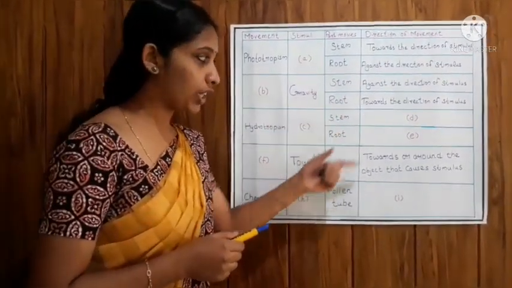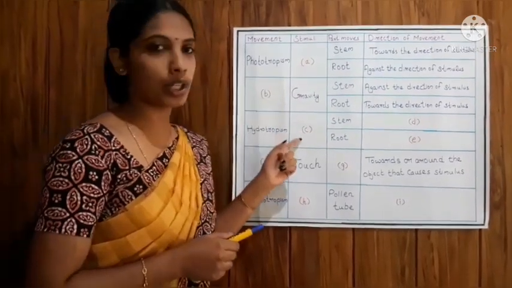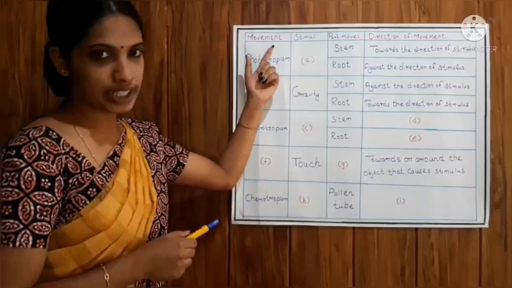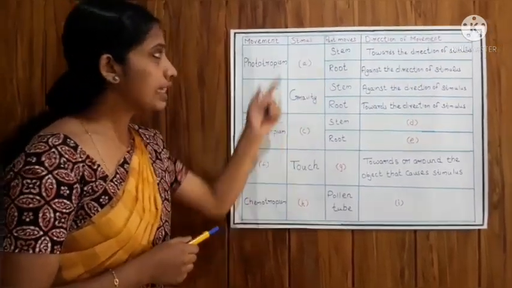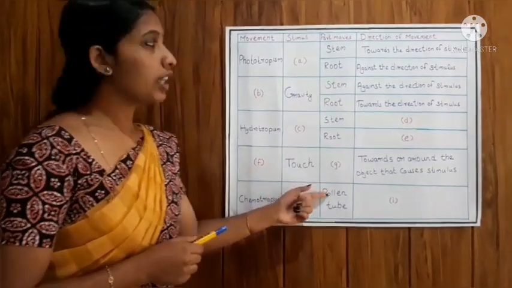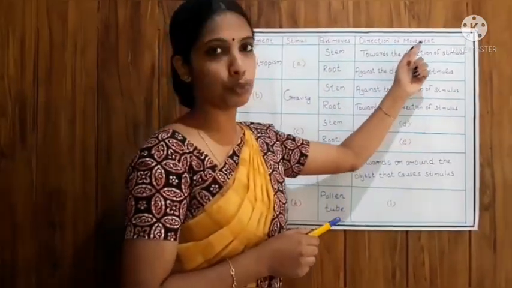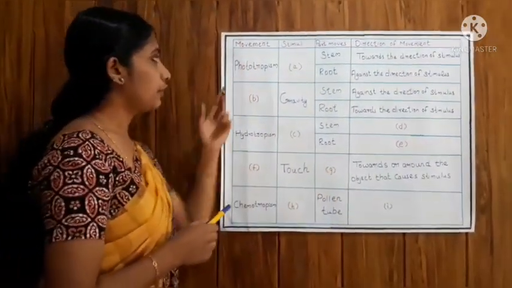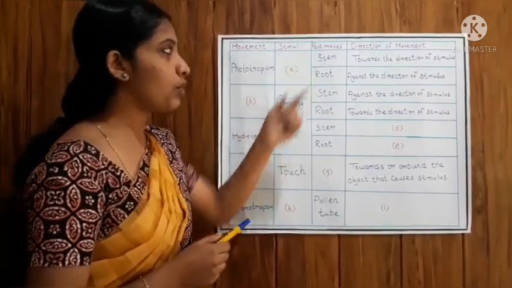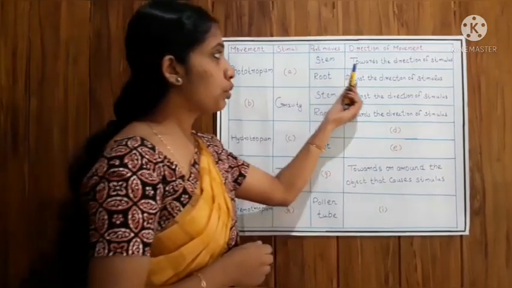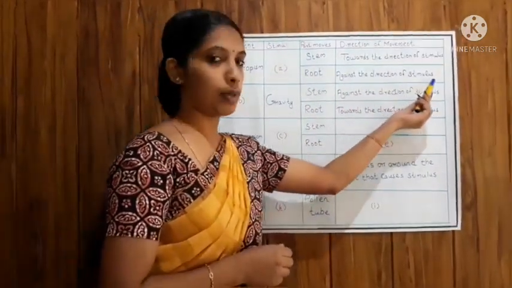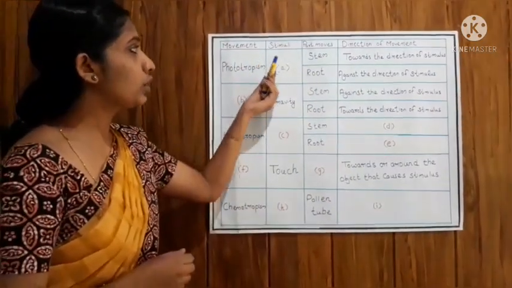You have to read carefully, then try to fill the blanks with suitable answers. The first column is about plant movement. Second is about stimuli. Third one is about plant parts that move. And fourth one is about direction of movement. So, first one is phototropism. Stem and root are the plant parts that move. Stem grows towards the direction of stimulus and root grows against the direction of stimulus. So, you have to find out the stimuli.